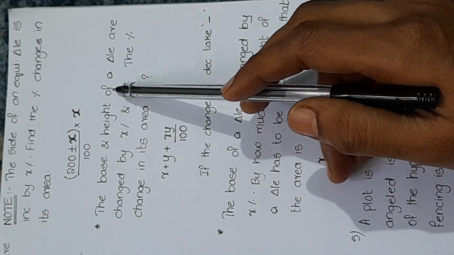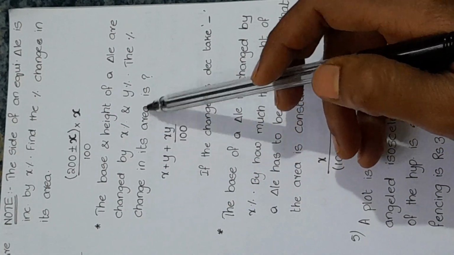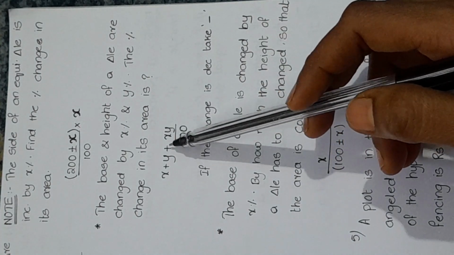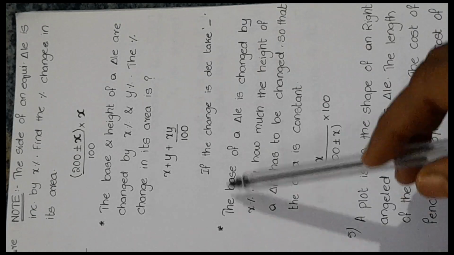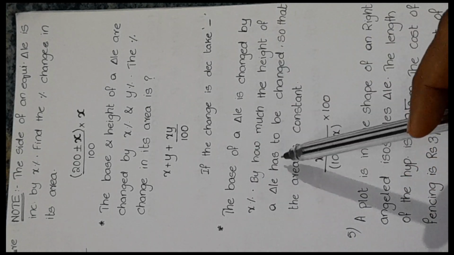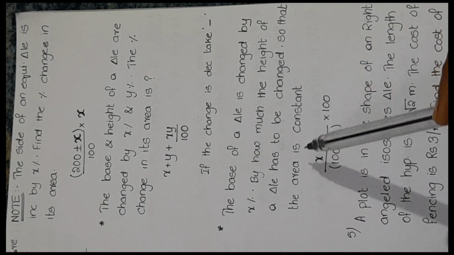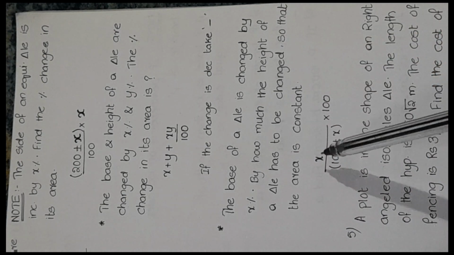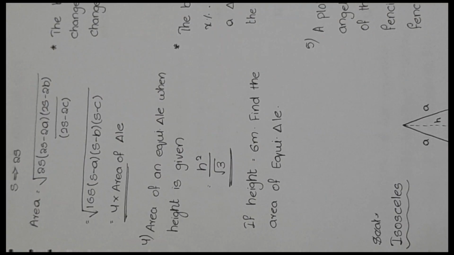The base and height of a triangle are changed by x% and y%. The percentage change in its area is given by x plus y plus xy by 100. If the change is a decrease, take minus. The base of a triangle is changed by x%. By how much must the height of the triangle be changed so that the area is constant, meaning the area should not change? It is given by x by 100 plus or minus x into 100.